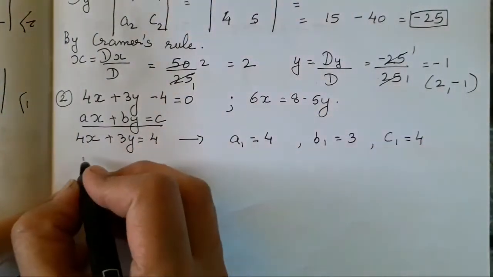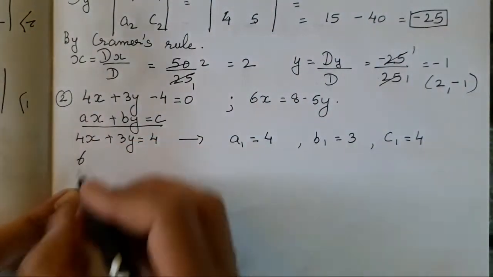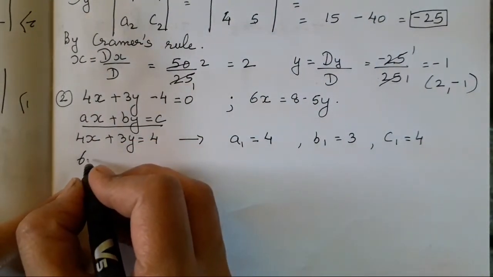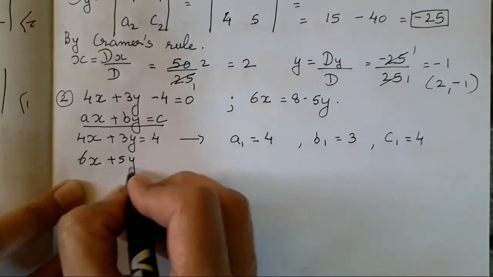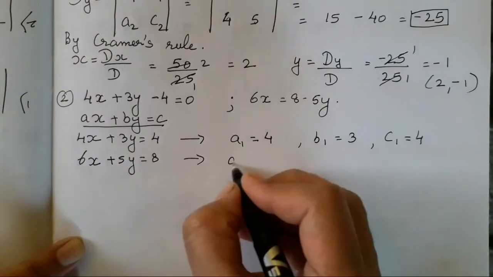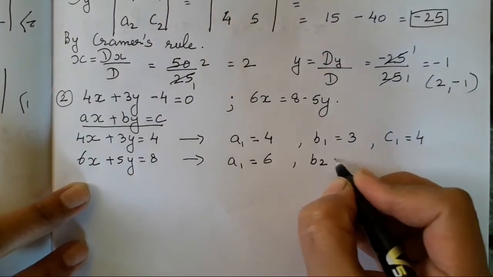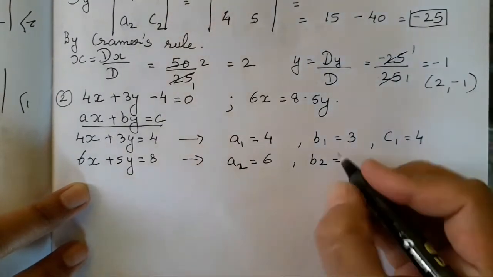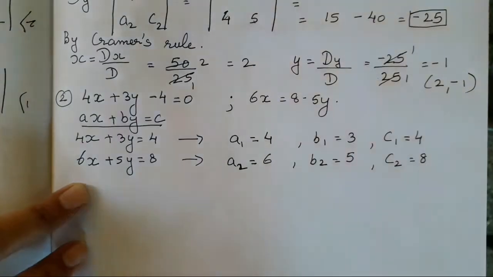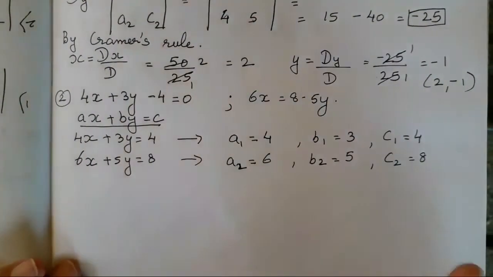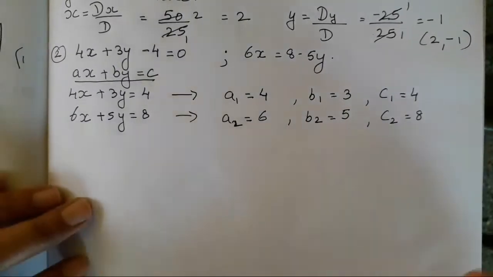Okay, same goes with this one. I have changed this equation according to ax plus by. So this is going to change to 6x plus 5y is equal to 8, where a2 is 6, b2 is 5 and c2 is 8. Okay, now once you all have got it, as I said, D, Dx and Dy you all have to find and then use Cramer's rule.